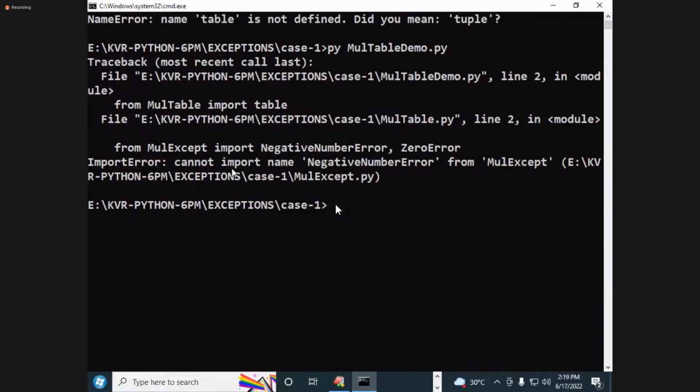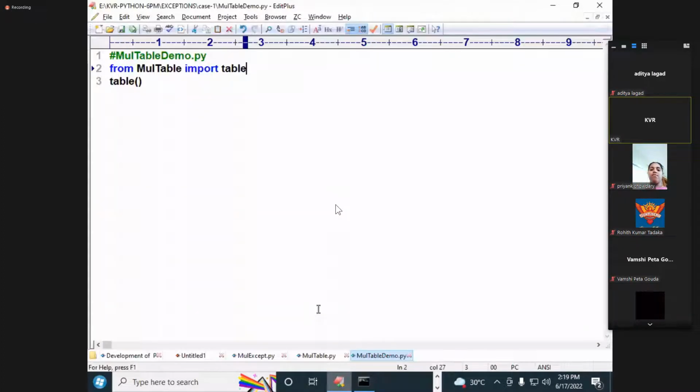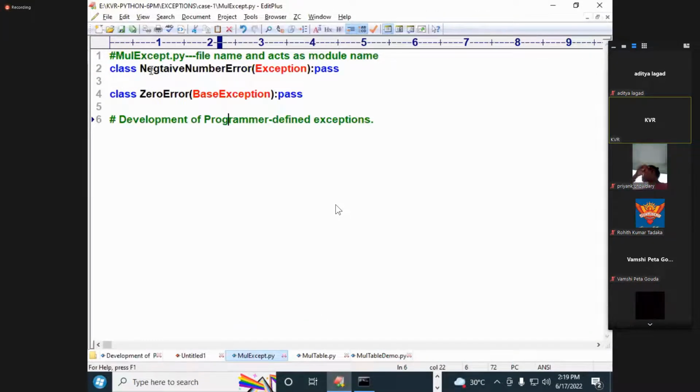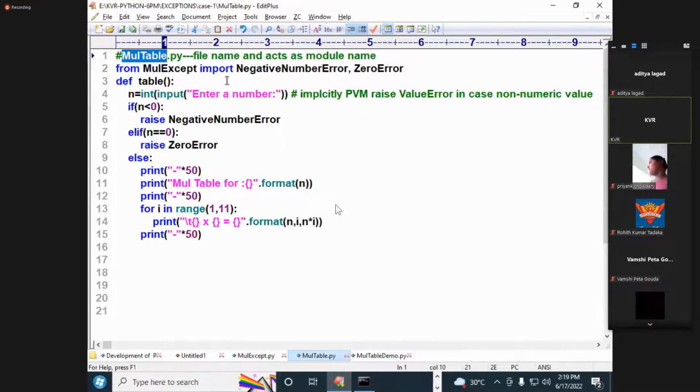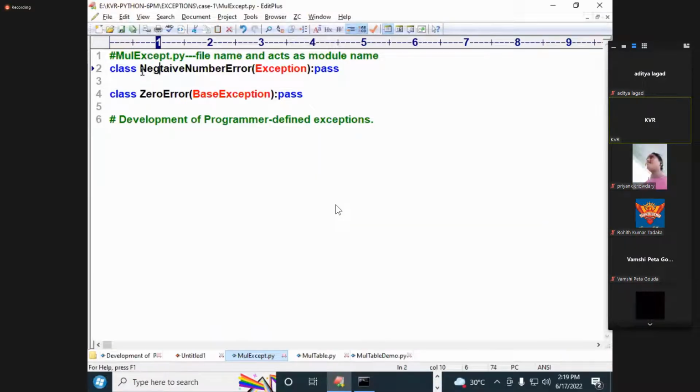So from import, see, import negative number error. Any spelling mistakes are there in this one? Take care, students. Negative, N-E-G-A. Give me one minute, if you give the time, I will correct it. Some spelling mistakes are there here. I'll just correct it.